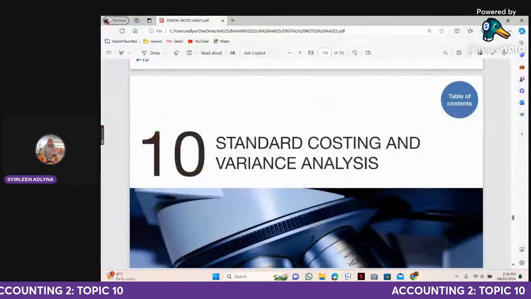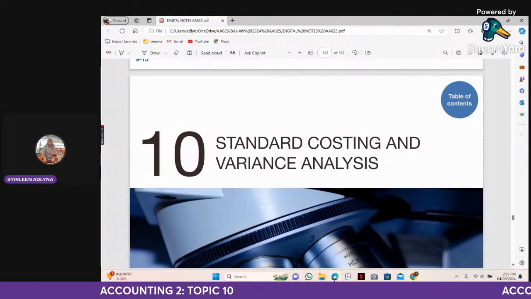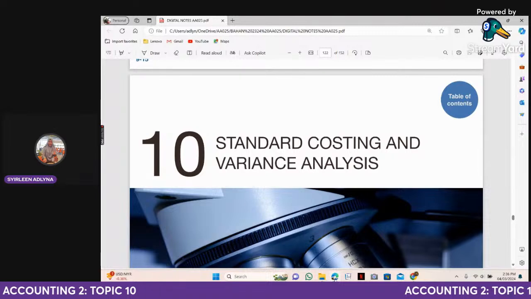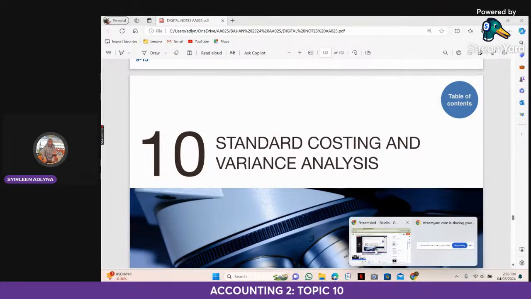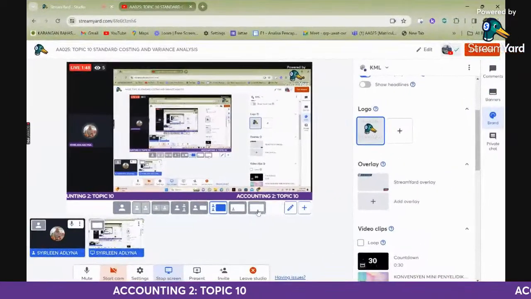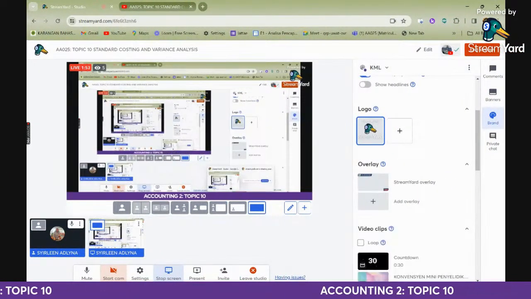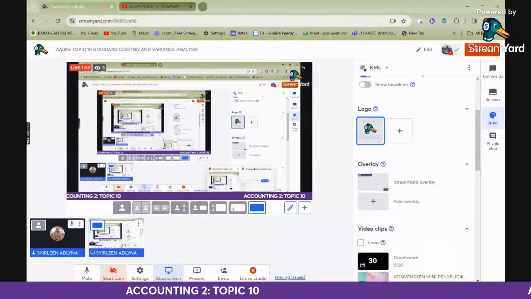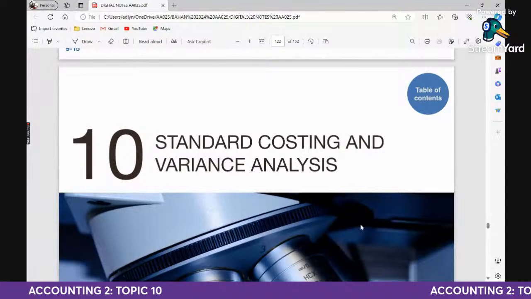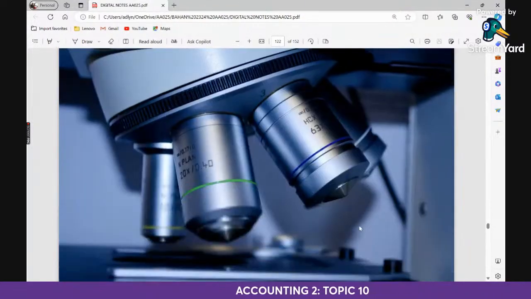Okay, this is your digital notes. For the intro part for topic 10, I will be using the standard costing and variance analysis from your digital notes, and later we'll move on to your lecture notes. Okay, so this is topic 10, standard costing and then variance analysis.